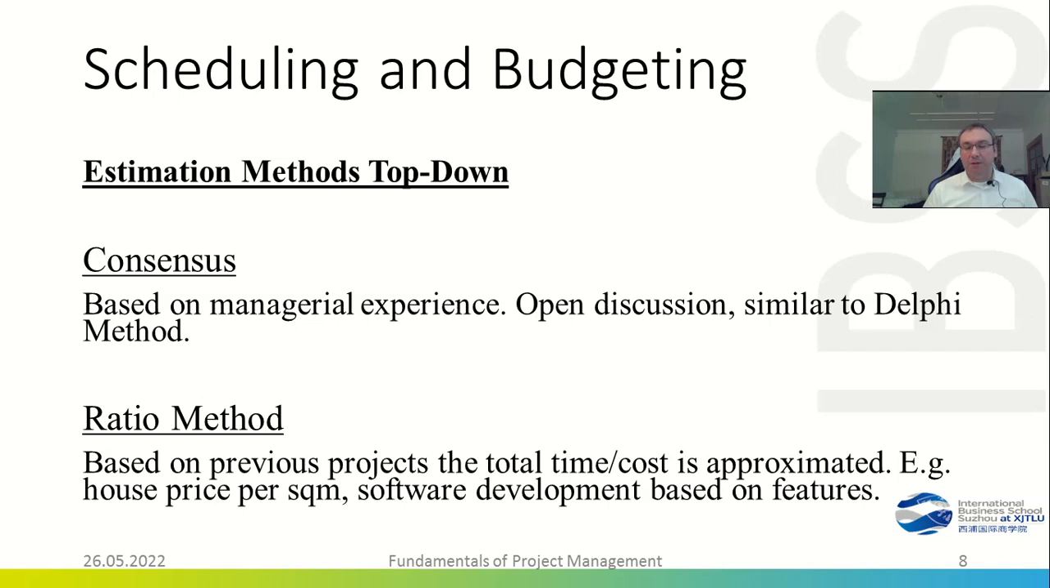The ratio method looks at previous projects. For example, in construction, you have average costs of houses, price per square meter. You have software development cost in terms of what kind of features you want in the software. But these are just approximations which you can then adjust to, for example, inflation or complexity.